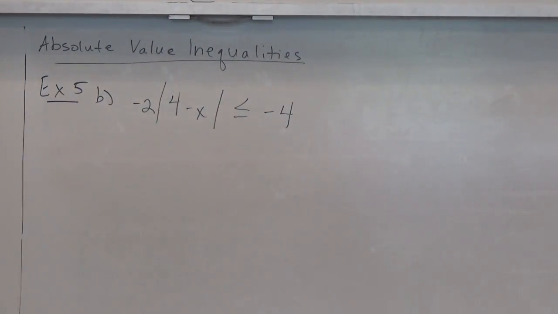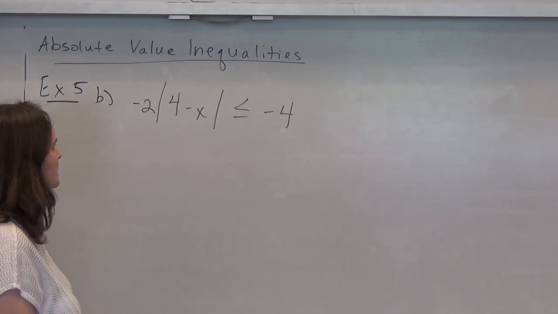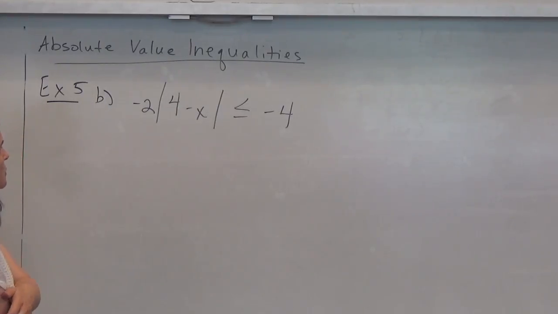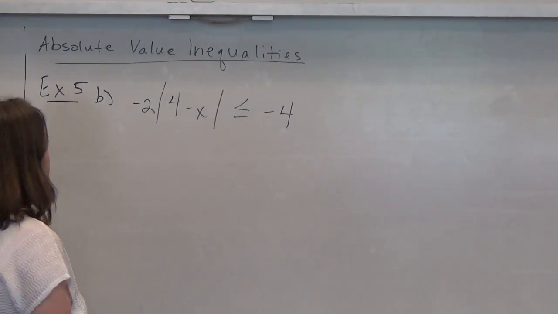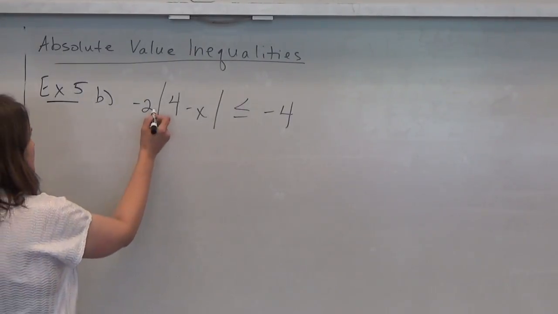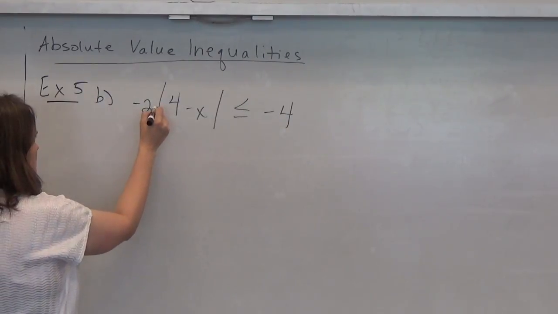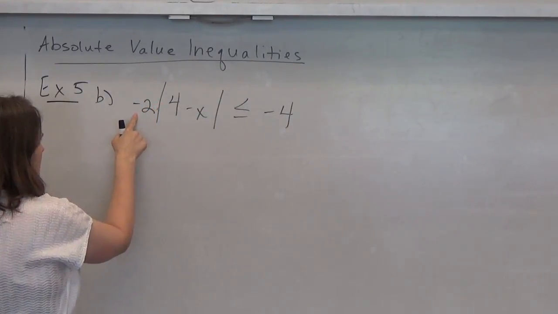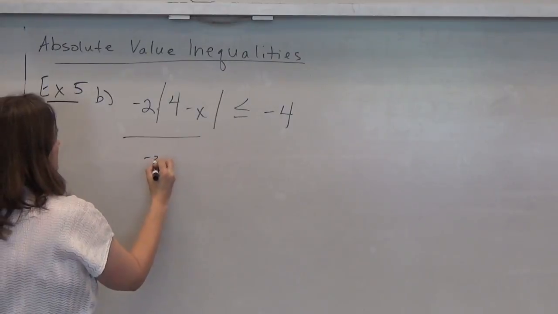Example 5, part B, we want to solve negative 2 times the absolute value of 4 minus x less than or equal to negative 4. All right, before we can do anything, we need to isolate that absolute value first. In order to isolate our absolute value, we need to break this apart. So we want to divide both sides by this negative 2.